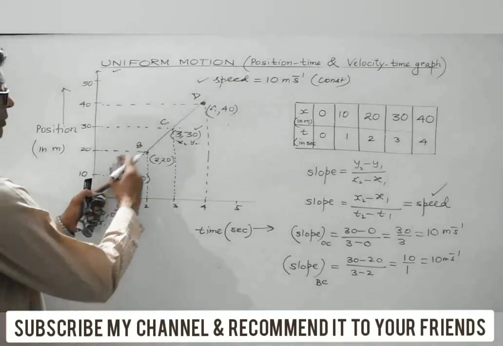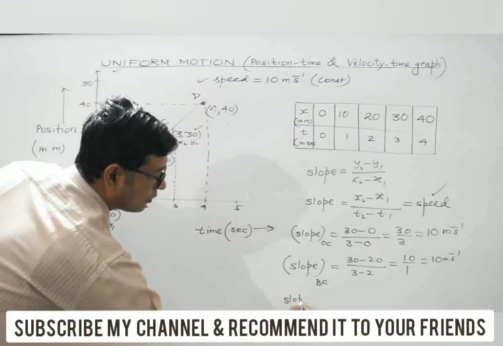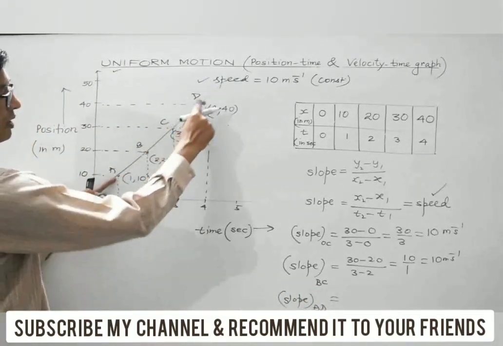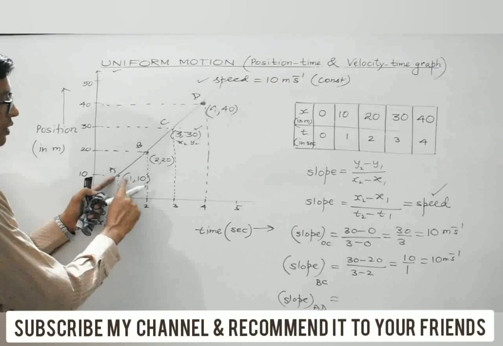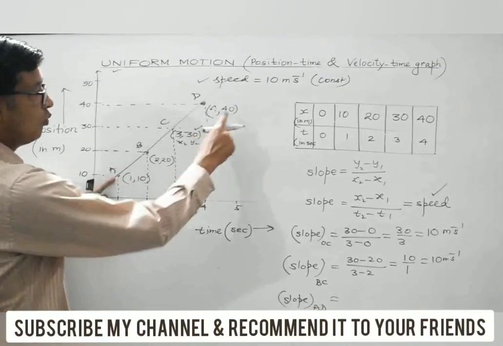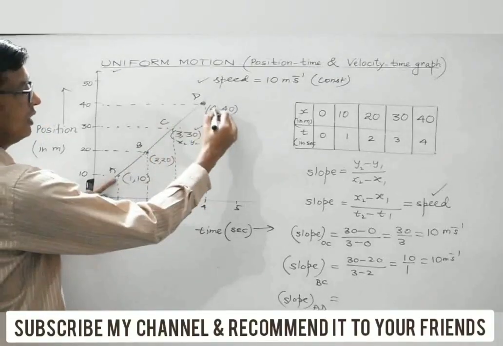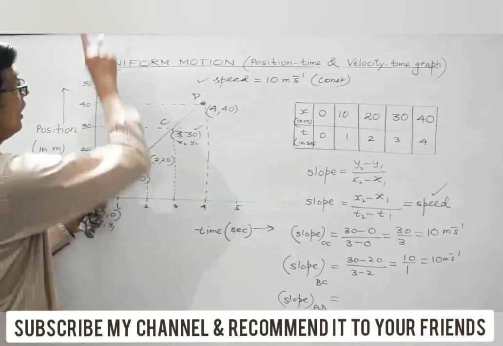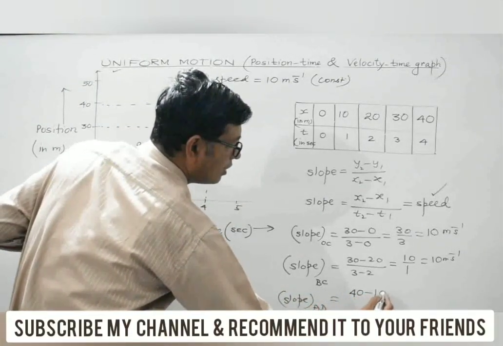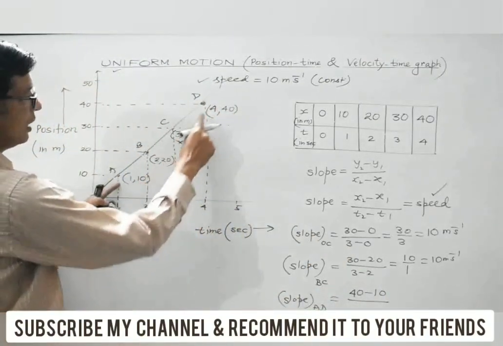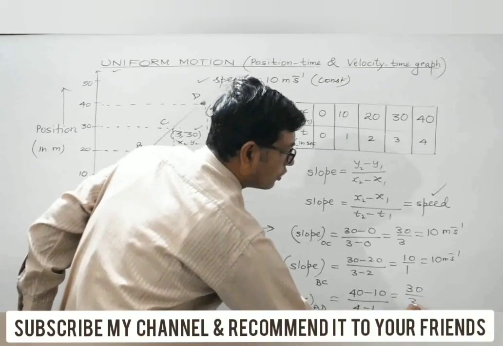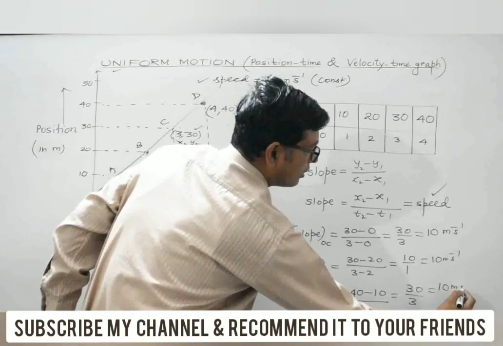Let's consider the slope from A to B. Please students try to get convinced. A is the initial point, B is the final point. So x coordinate is 1, y coordinate is 10, here x coordinate is 4, y coordinate is 40. Slope is y2 minus y1 divided by x2 minus x1, right? So y2 over here is 40, this is y axis, this is the x axis. So 40 minus 10 divided by 4 minus 1. So that will be 30 by 3, which will give us 10 meter per second.